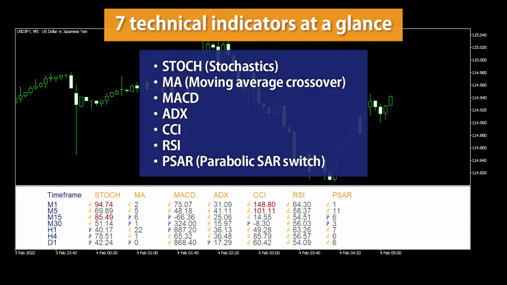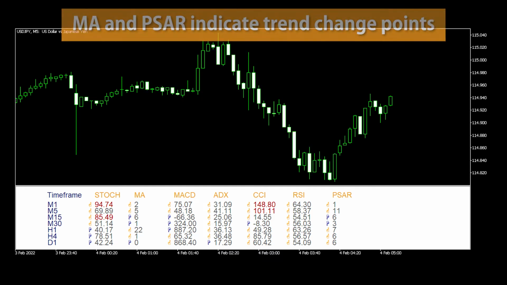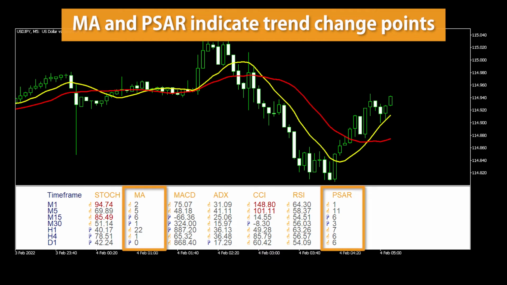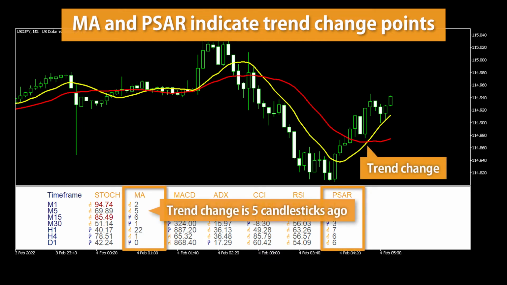You can choose to display any of these 7 technical indicators. These indicators specialize in trend analysis. The MA and parabolic SAR can tell you when the last trend change occurred in candlesticks.